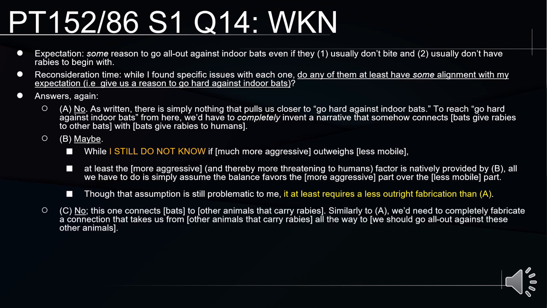But let's keep going. So C. C, I'm going to give a similar treatment to A. Like I said previously, it's still a nothing burger. This one connects bats to other animals that carry rabies. And so, similarly to A, we need to completely fabricate a connection that takes us from these other animals that carry rabies all the way to we need to go all against these other animals. And by comparison, we should similarly go all out against bats, right? So there's in essence two narratives that we need to construct if we want to be really, really critical. Either way, it's too much work. B represents a little bit less work than C does, a little bit less outright invention, we'll say.